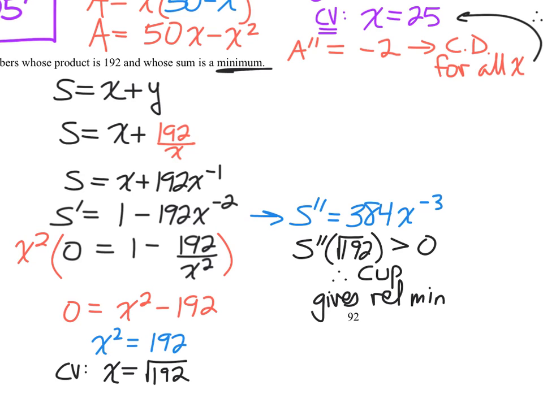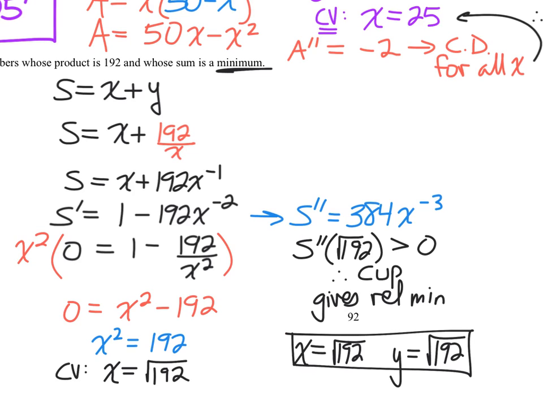So I have my x value. So therefore, we're looking at x equals the square root of 192 as a radical. But then, if I divide 192 by the square root of 192, I get the square root of 192. And that is all she wrote.